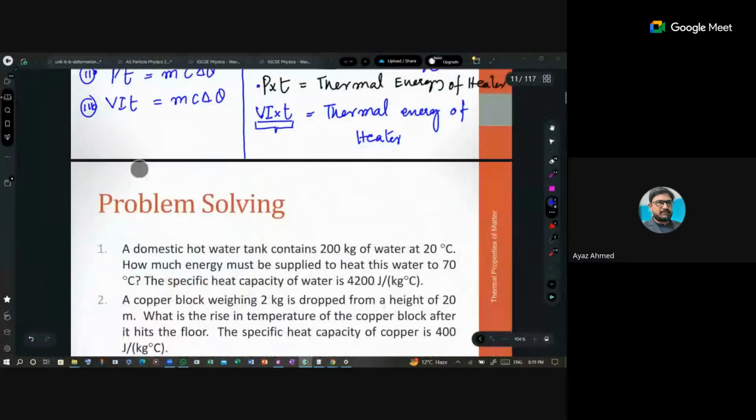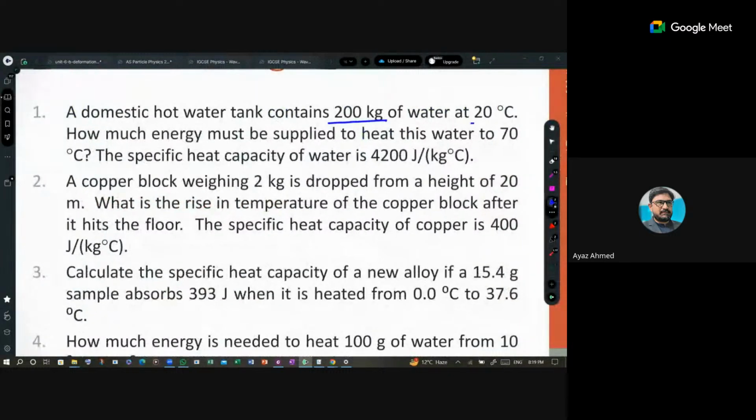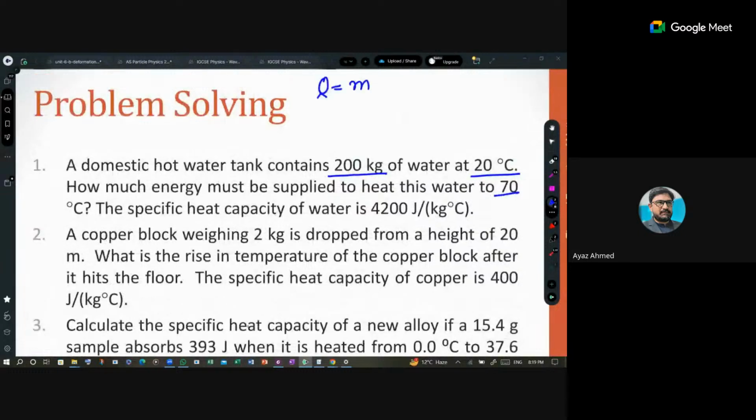Now, let's have some calculations. A domestic hot water tank contains 200 kg of water at 20 degrees centigrade. How much energy must be supplied to heat that water to 70 degrees centigrade? What do you need over here? The specific heat capacity of the water is 4200 joules per kg per centigrade. Sir, we will use the mc delta T formula. Yes. We will use Q is equal to mc delta T, or delta theta.